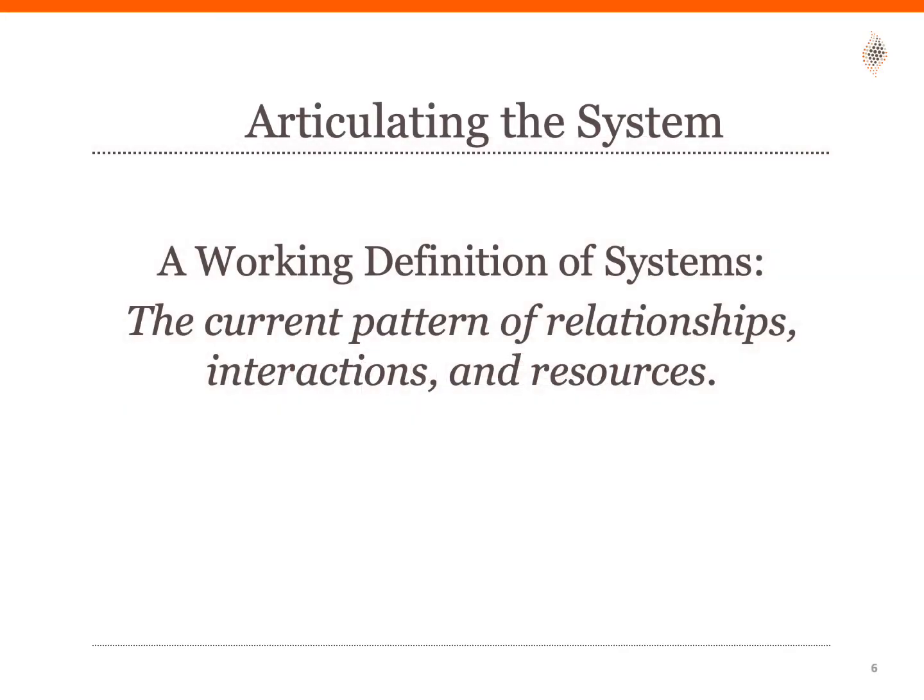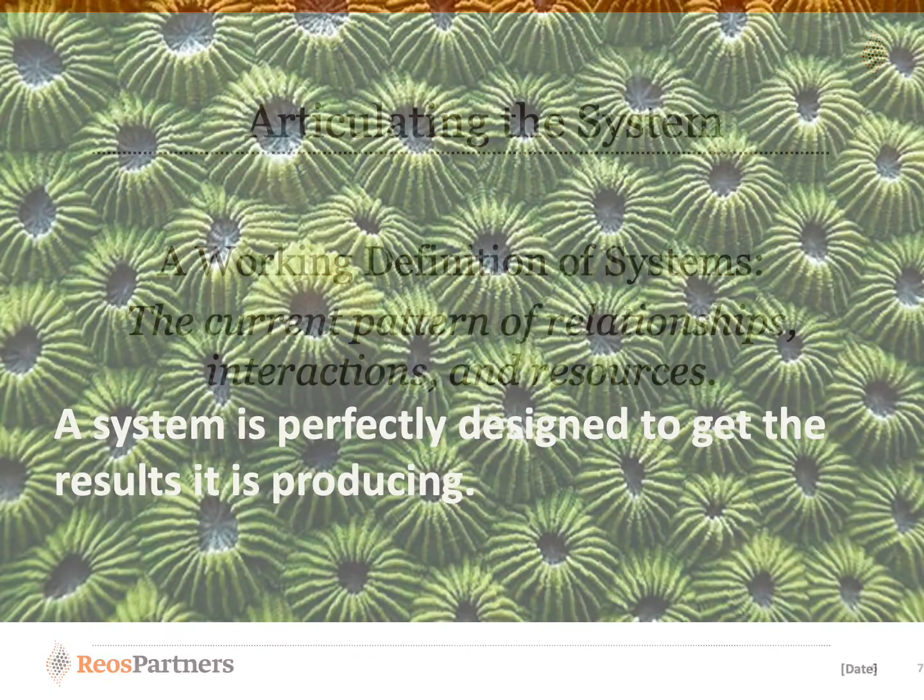So I'm introducing another definition here, as there are many definitions of systems thinking out there. I'm pulling out the ones that are most useful for our work on this course. So a working definition of systems is that it's a current pattern of relationships, interactions, and resources. It's the whole of this dynamic interaction that happens that defines a system. And it's not easy to understand a complex system, so we're going to go through a process to help you.